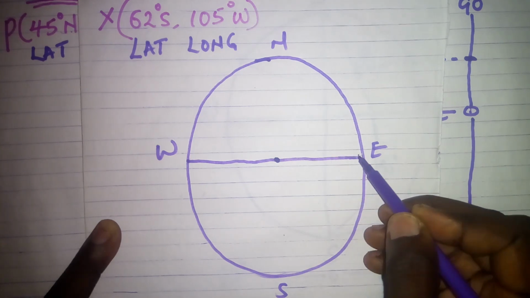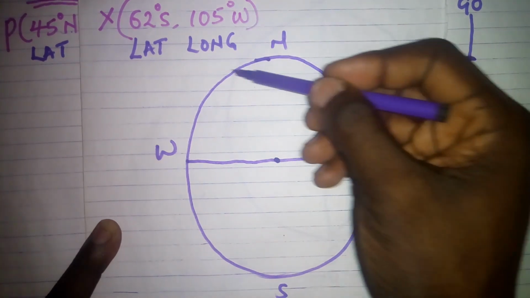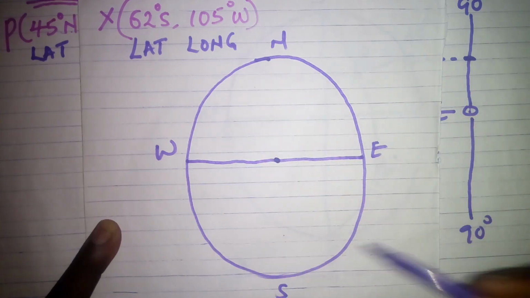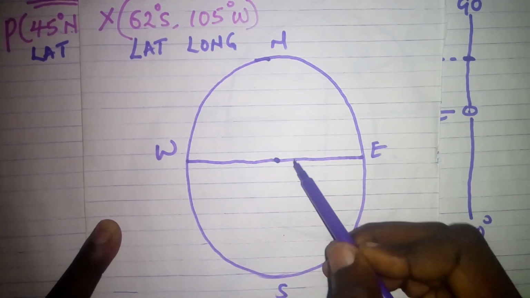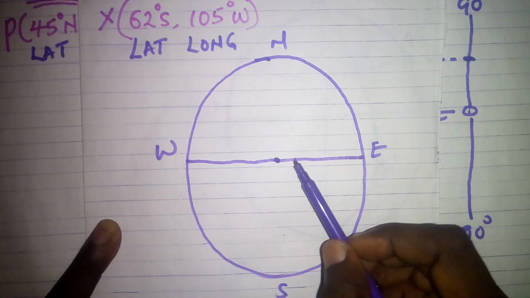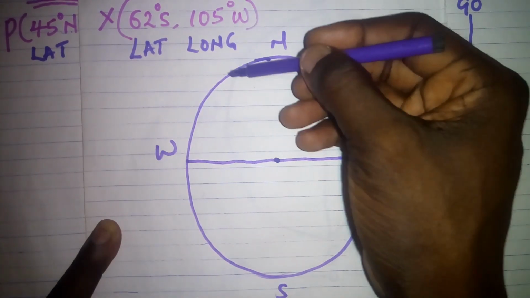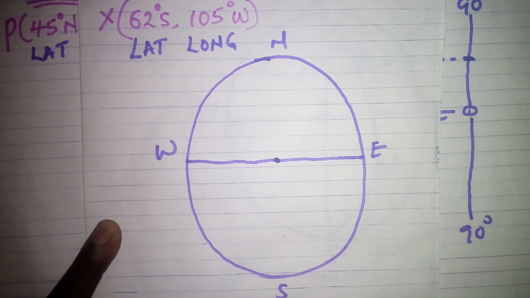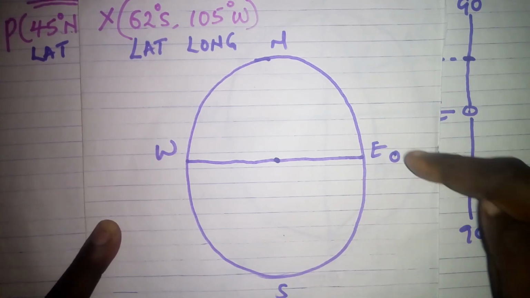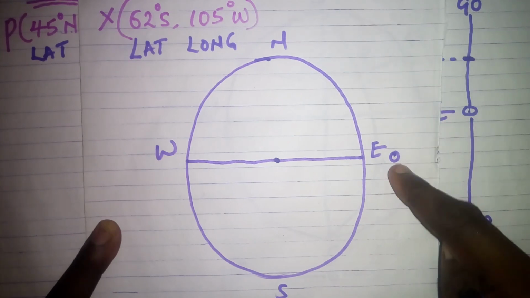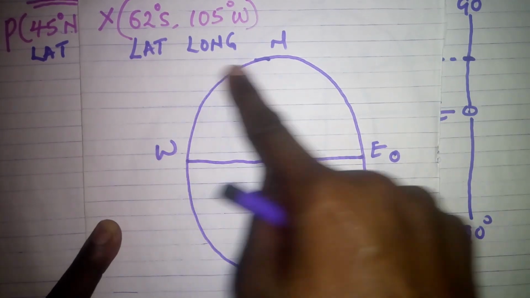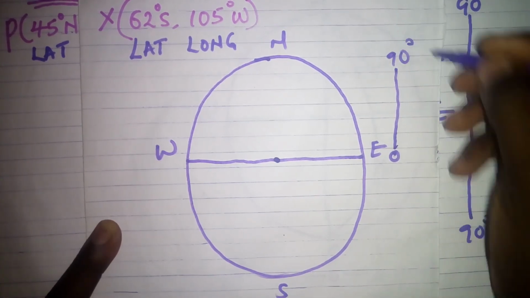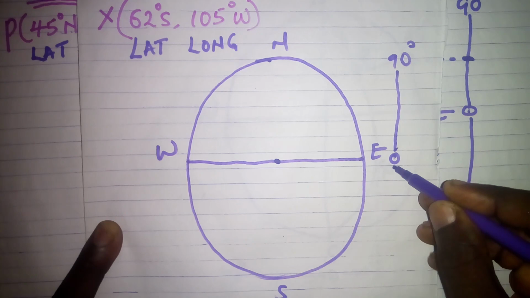Very important: when you draw the equator, it is sharing the whole 180 other latitudes into 2. Remember, the equator is also a particular latitude, and it is sharing the whole 180 other latitudes, which each represent a degree, into 2. So this equator is 0 degrees. From here to here will be 90, and from here to here will also be 90, since the equator is sharing the whole 180 into 2.